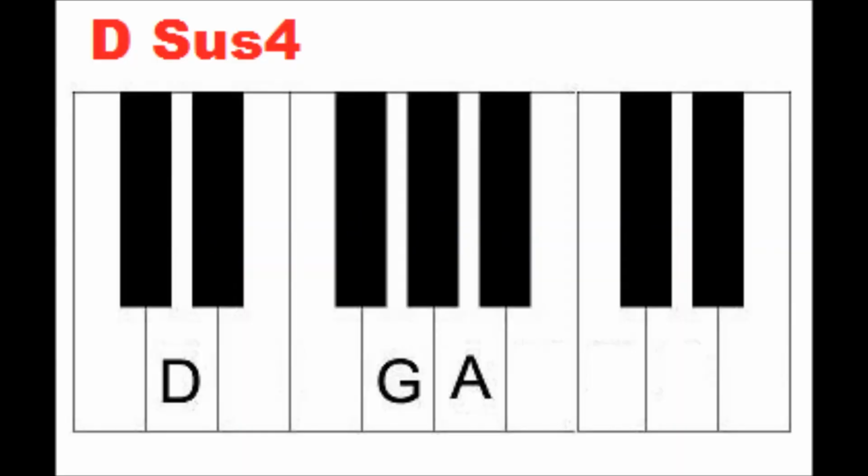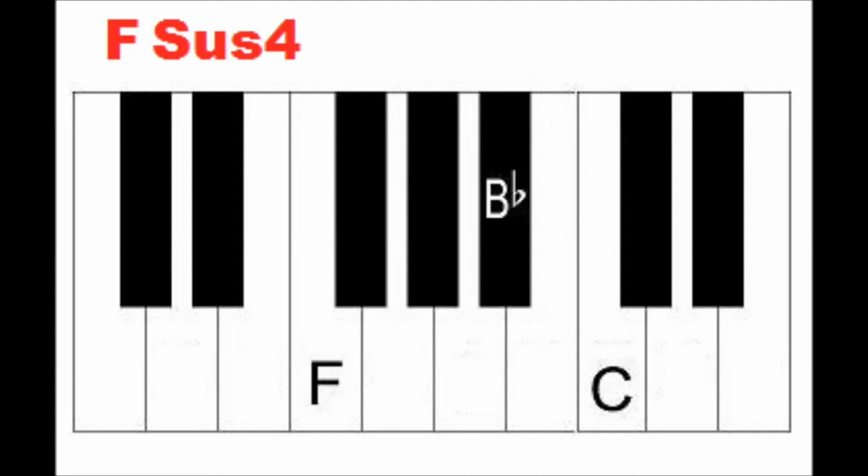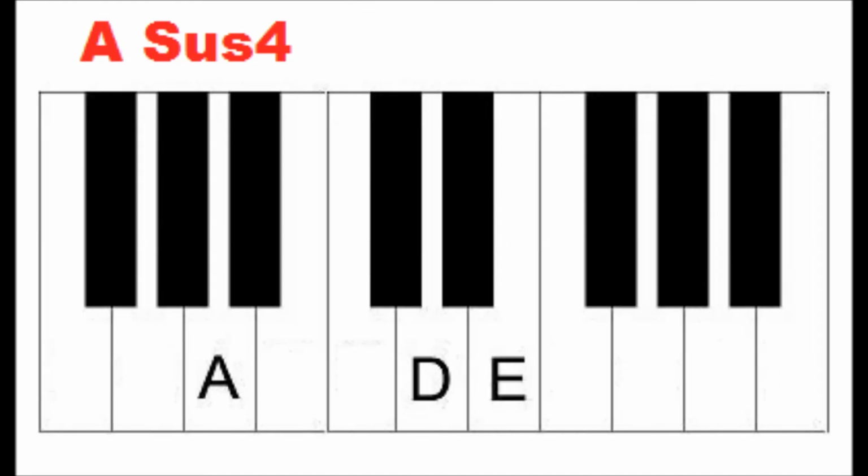The notes of the D Sus4 chord are D, G, A. The notes of the E Sus4 chord are E, A, B. The notes of the F Sus4 chord are F, B flat, C. The notes of the G Sus4 chord are G, C, D. The notes of the A Sus4 chord are A, D, E.